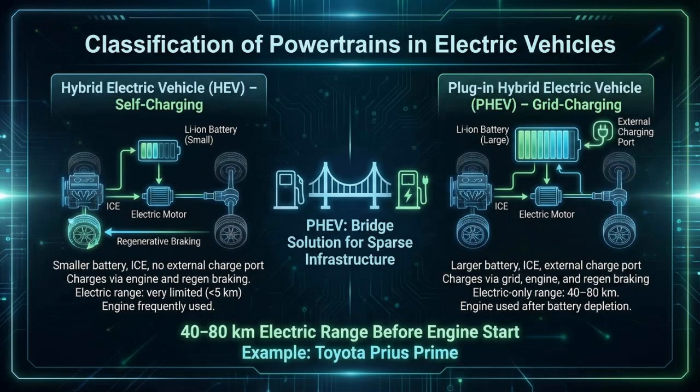You can charge them through the grid like a BEV, and they can run purely on electricity for 40 to 80 kilometers before the engine turns on. This is useful when full electric range is limited or charging infrastructure is sparse. Examples of such EVs are the Toyota Prius Prime and MG Hector PHEV.